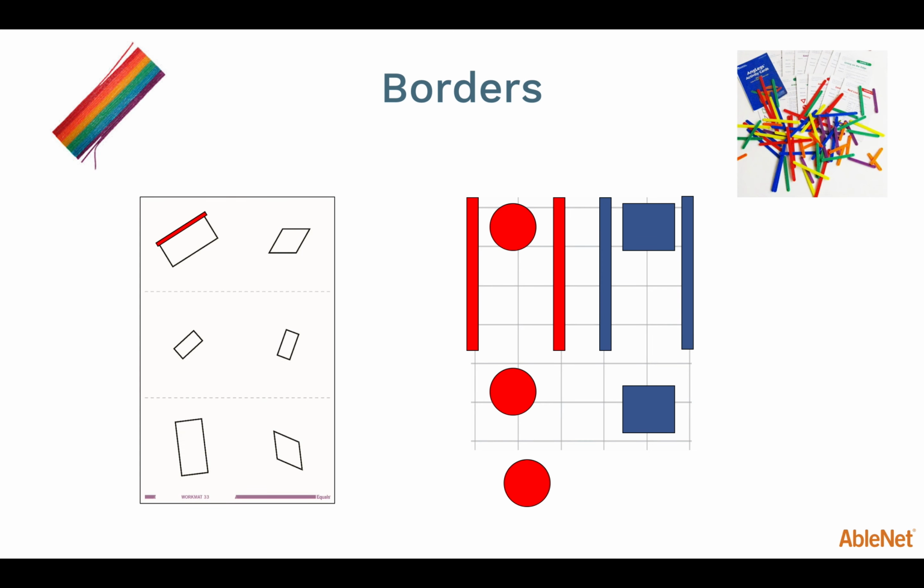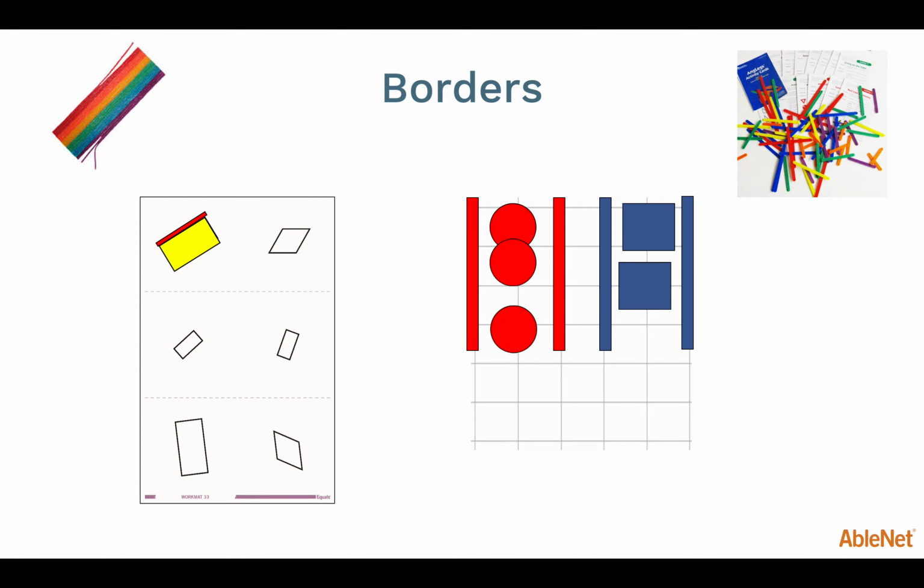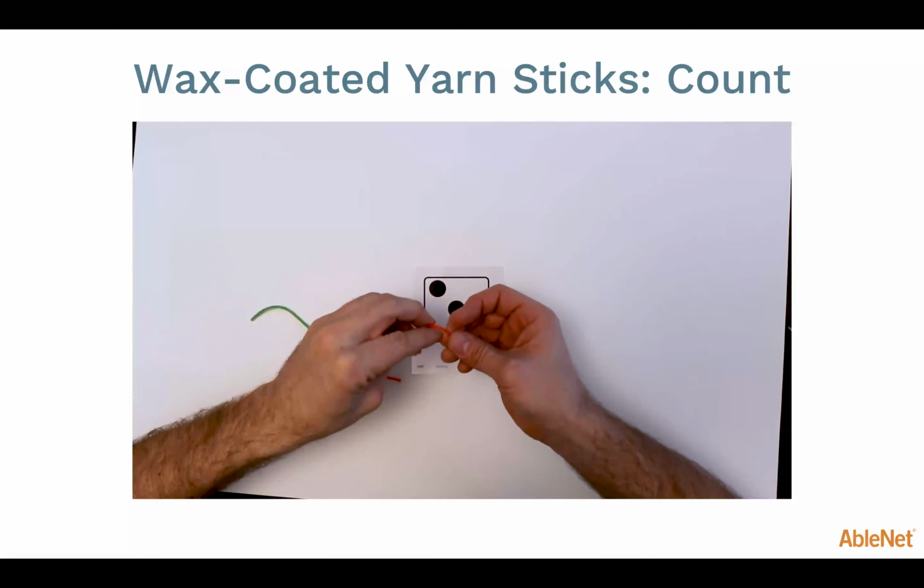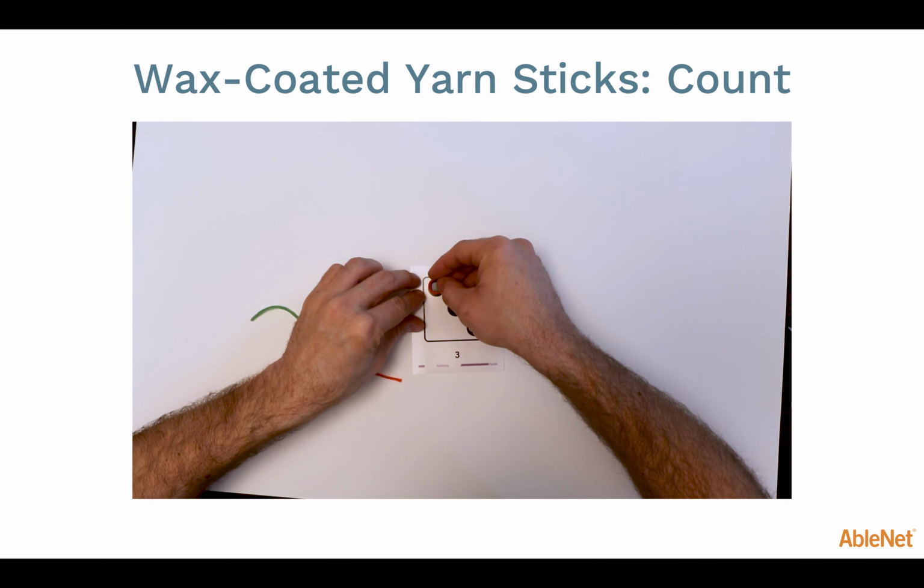Wax-coated yarn sticks and anglegs can be used as a tool for adaptations. Wax-coated yarn sticks can be secured on workmats showing shapes or designs to provide a tactile border or a barrier when sliding or matching shapes. Anglegs can be used to create sorting boundaries for students who have greater success sliding objects rather than picking them up and moving them.